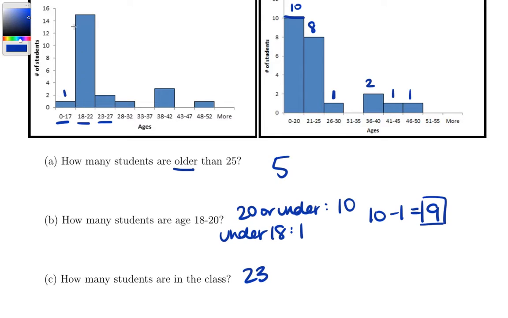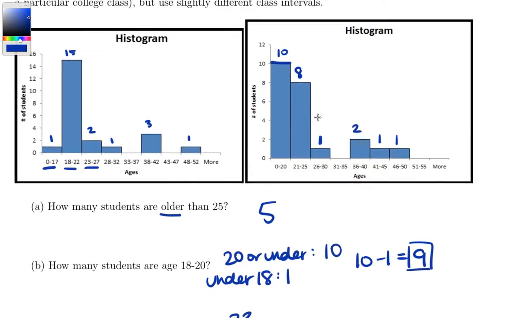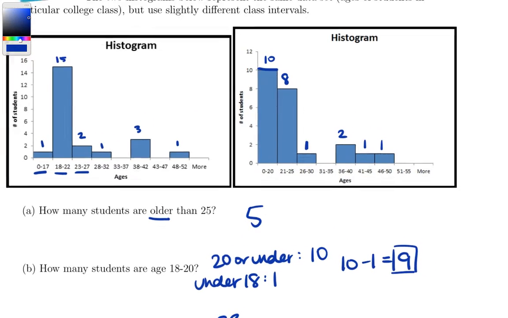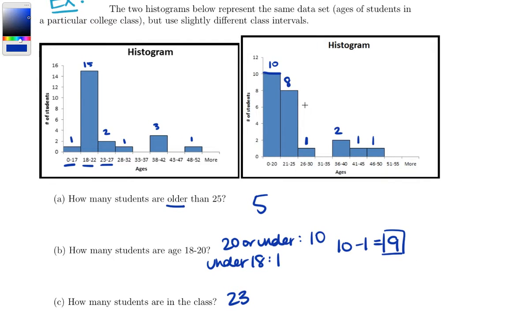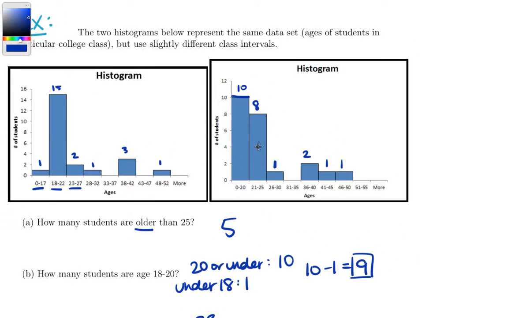So we've got 1. It looks like we go up to 15 here, and then 2, 1. It looks like we go up to 3 here and 1 here, so that's 15, 16, 17, 18, 19. 19 and 3 is 22, 23. So either graph gives us the same answer. Okay, let's go ahead and answer a couple more questions here using these two graphs.